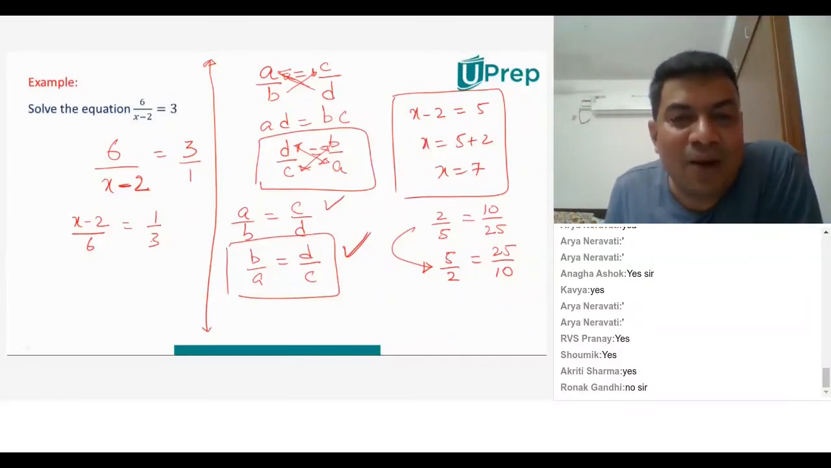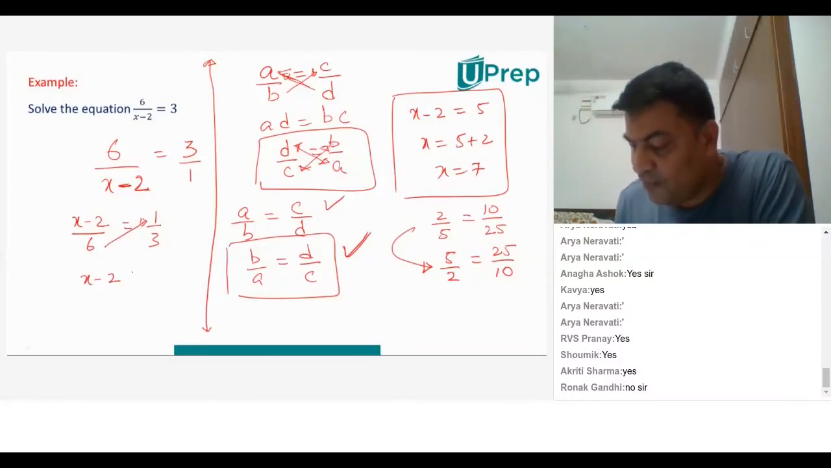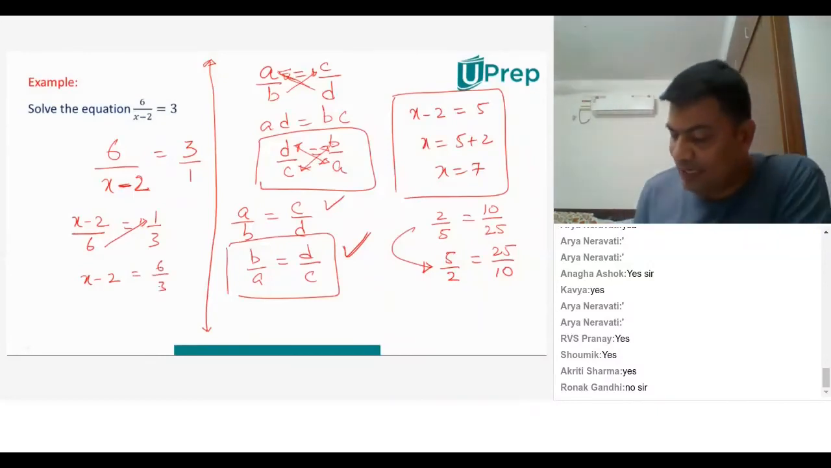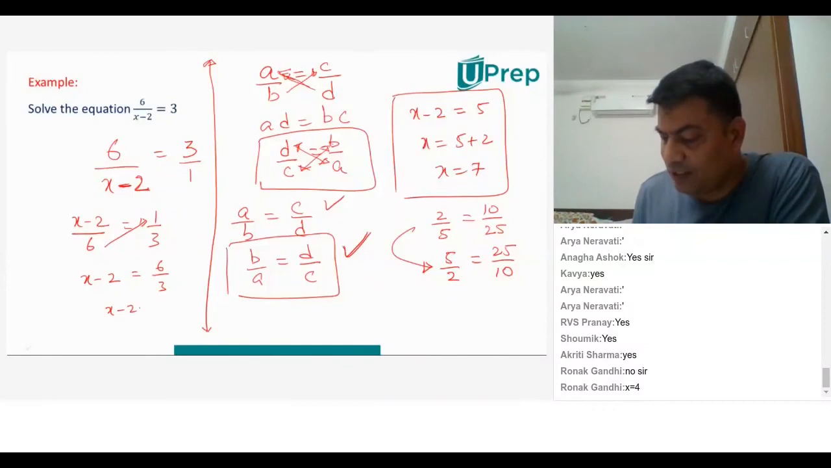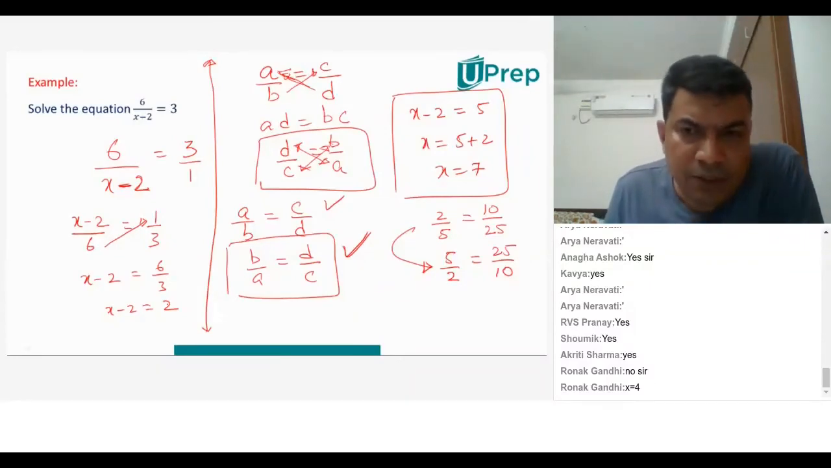So I can just invert it and say x minus 2 by 6 is equal to 1 by 3. Now, what is the benefit? It's a single step now. Your x minus 2 will be equal to 6 upon 3, which is nothing but 2. If x minus 2 is 2, therefore x is equal to 4. Make sense? Brilliant.